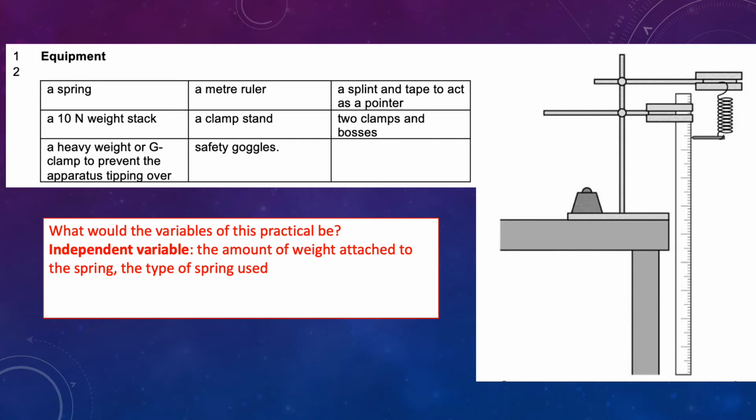The dependent variable is going to be the extension of the spring. So this is what we're measuring, right? The dependent variable is what we want to record in our data, because that's what's going to be changing due to the independent variable. Okay?